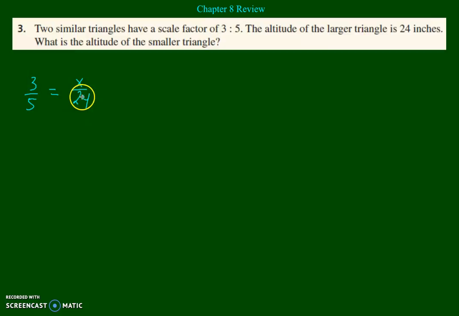Now all we have to do is solve for x. And we just multiply by 24. So 24 times 3 divided by 5 gives us 14.4.